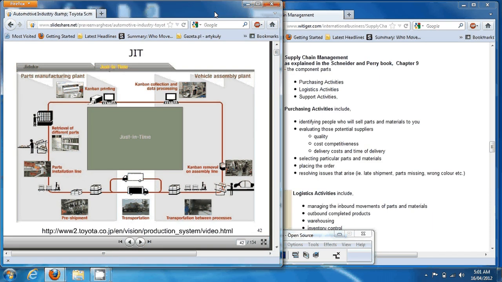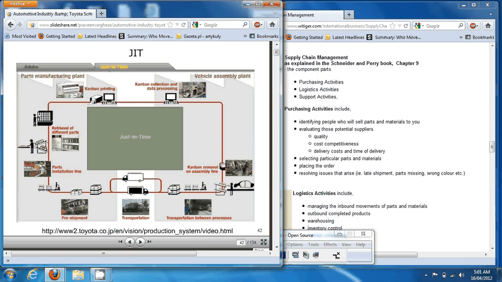Good day. I spoke earlier about the just-in-time delivery system between the plant and the warehouse. Now I'm going to talk a little bit more about the just-in-time system, how it deals with the suppliers.